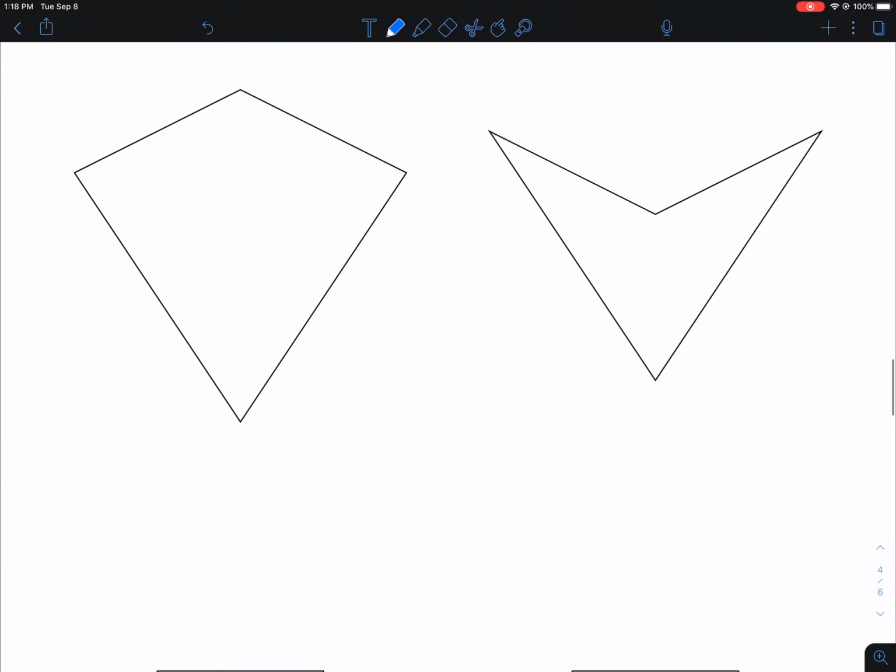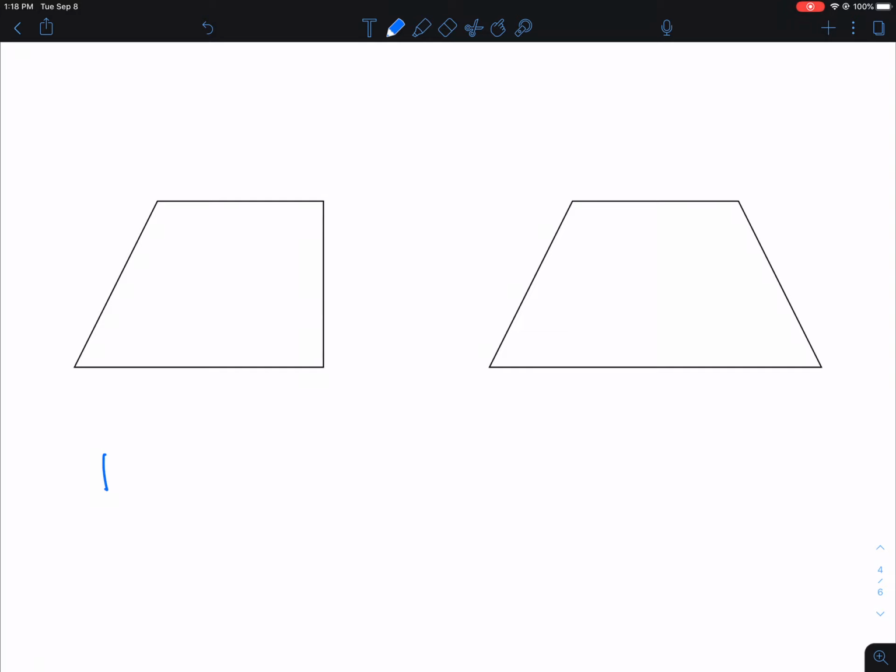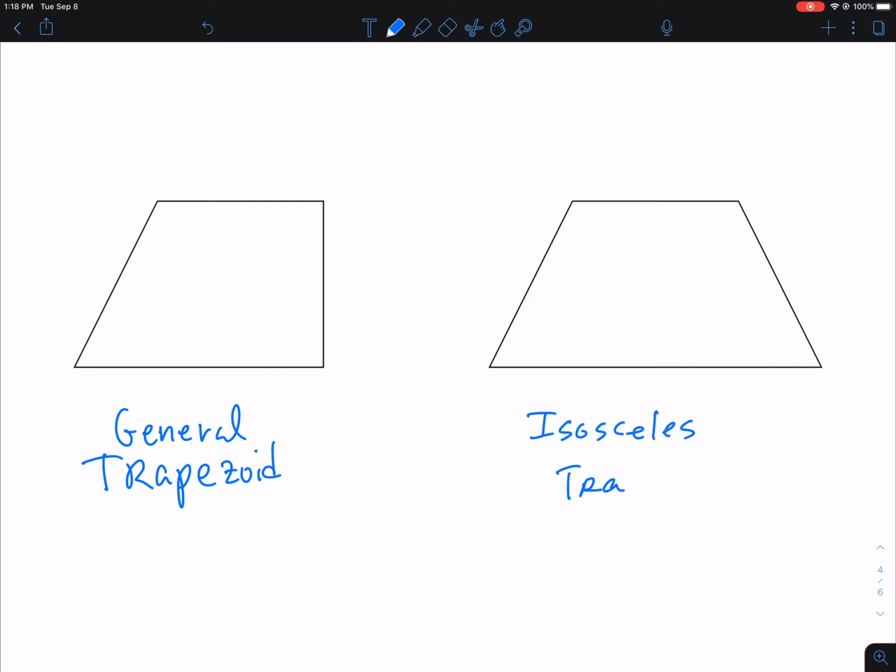You probably know anyway. The top two would be considered kites in this case. One's concave and one's convex, but technically they're both kites. The next two would be our trapezoids. The one on the left is what's called a general trapezoid. The one on the right is what's called an isosceles trapezoid. I have formal definitions for all these that you can look at, but I'd rather you did those at the very end and did this other activity first, otherwise it'll give everything away.